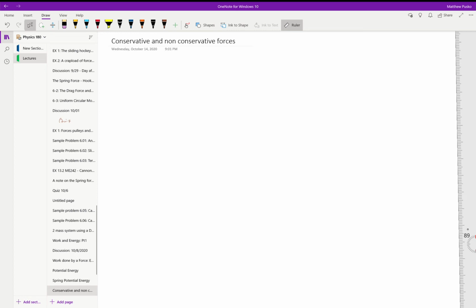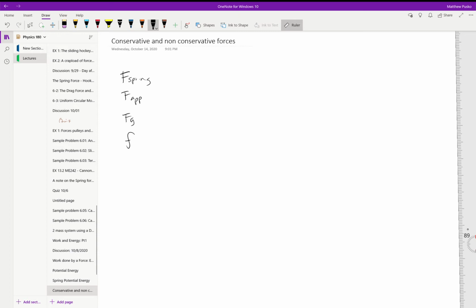Okay, I wanted to talk a little bit more about the difference between conservative and non-conservative forces. So we've looked at the force due to a spring. We've applied forces by just pushing on stuff with our hand, or we've had forces due to gravity. We've seen the force of friction. Some of these are conservative and some of them are not.